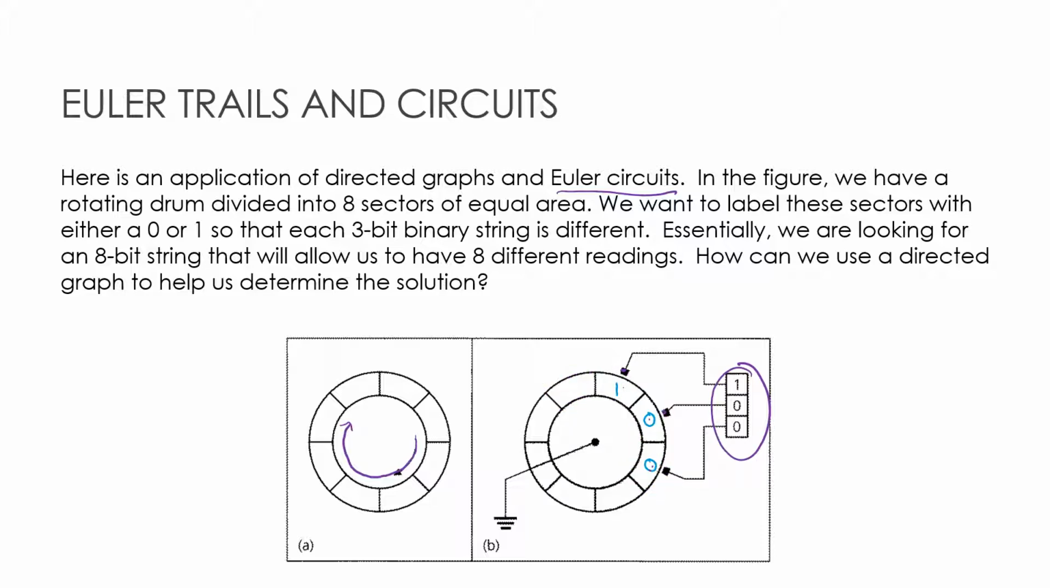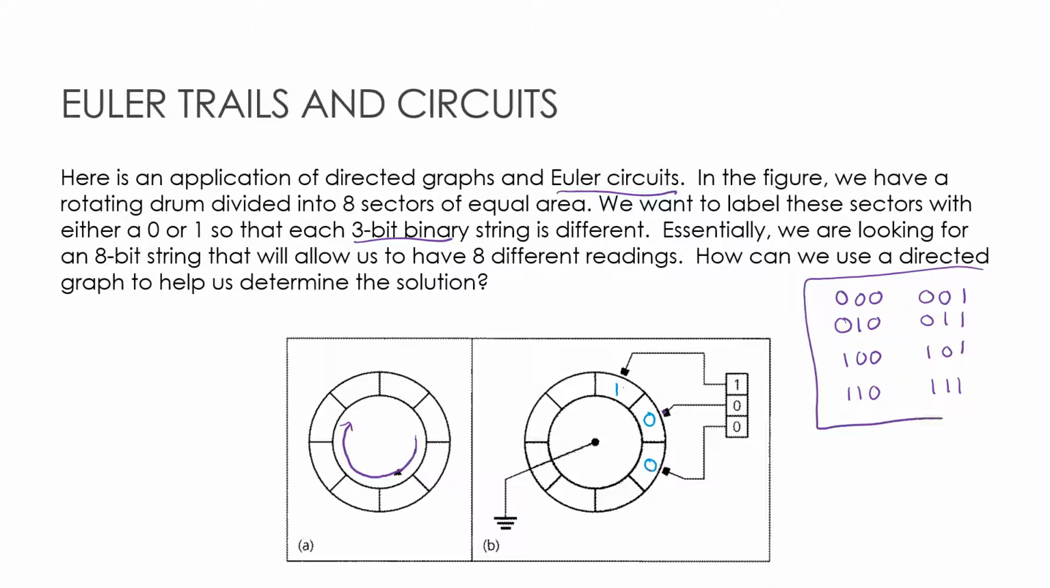And the question is, how can I label the numbers on my drum so that each time I rotate, I get a different 3-bit string? So again, what 3-bit strings am I talking about? I'm talking about 0, 0, 0, 0, 0, 1, 0, 1, 0, 0, 1, 1, 1, 0, 0, 1, 0, 1, and 1, 1, 0, 1, 1, 1. These are all of the different possibilities. Remember, 2 to the third, it's either a 0 or a 1, and there's 3 places. So these are all of the 8 different ones that I want.